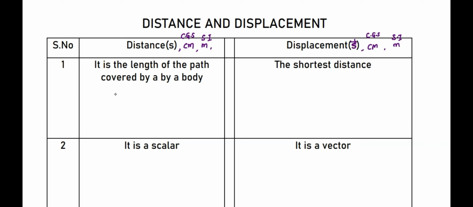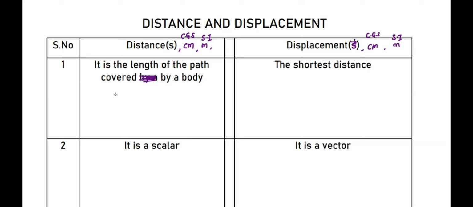While coming to the definition of distance, the length of the path covered by a body is called distance, and the shortest distance between initial and final position is called displacement.